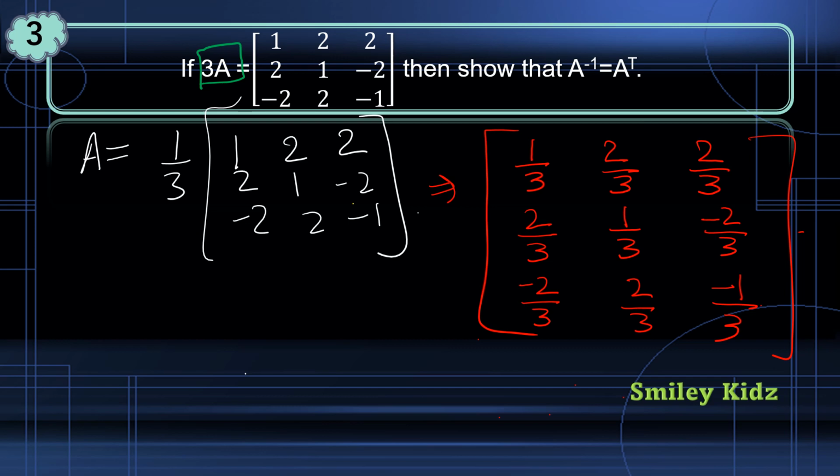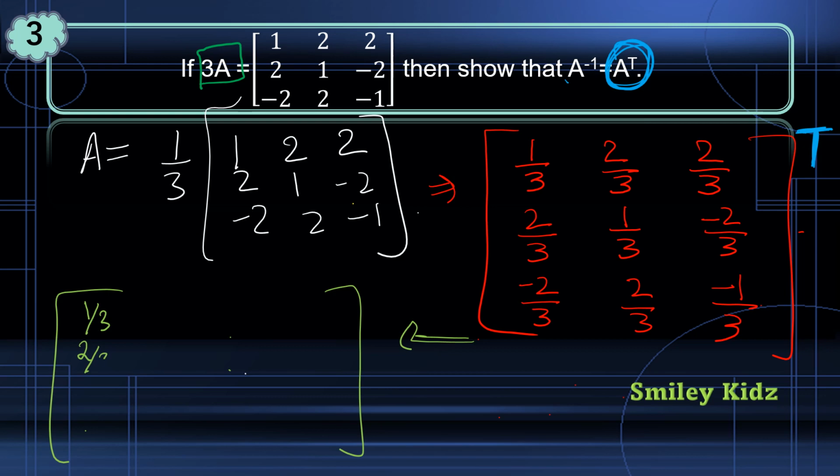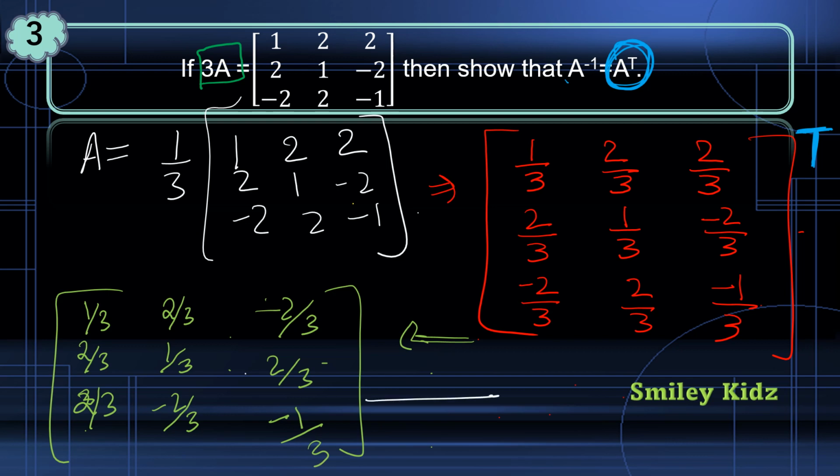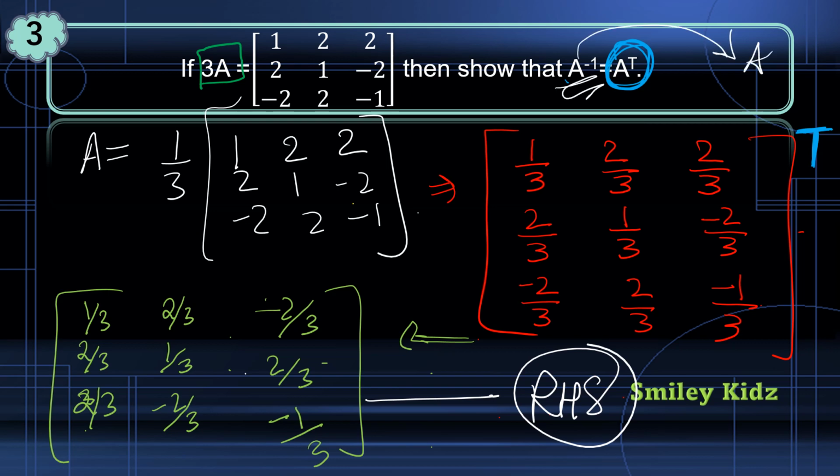Alright. Now, let's find out the transpose of this matrix first of all. That is way too simple, right? Now, let me find out this transpose. What is this going to be equal to, everybody? Alright, this is 1 by 3, 2 by 3, 3, 2 by 3, right? And here, 2 by 3, 1 by 3, minus 2 by 3. And then, minus 2 by 3, 2 by 3, and minus 1 by 3. So this is our transpose of A and let me mark this as RHS. Now let's find out the LHS that will be adjoint of A by determinant of A. Fine.